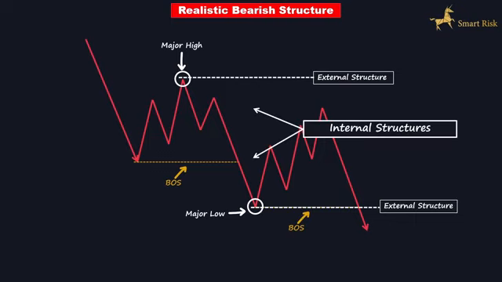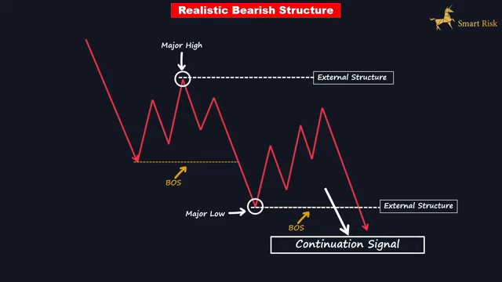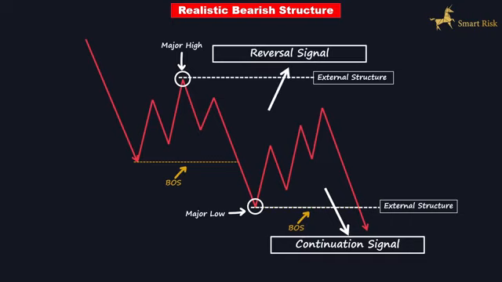If the price breaks the major lows to the downside, creating a break of structure, it signals a continuation trend like what we see here. However, if the price rises above the major high, we should consider it as a trend reversal signal. In simpler terms, the nature of internal price action within the external structures doesn't matter, as long as the price remains below the most recent major high, indicating a bearish market.